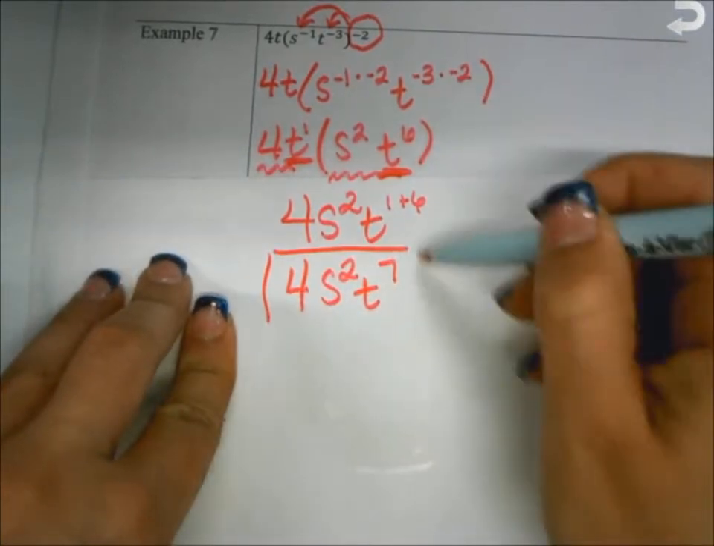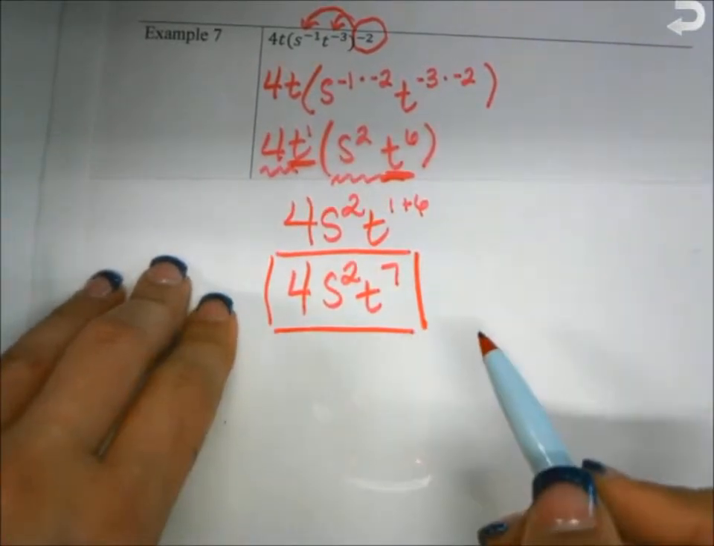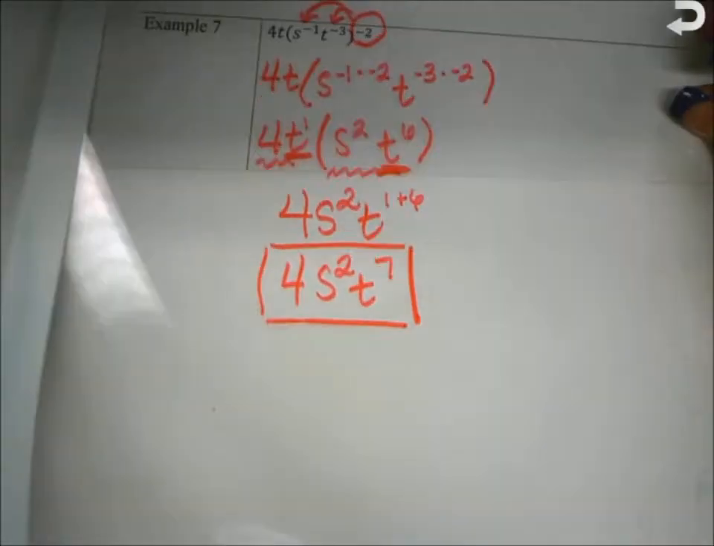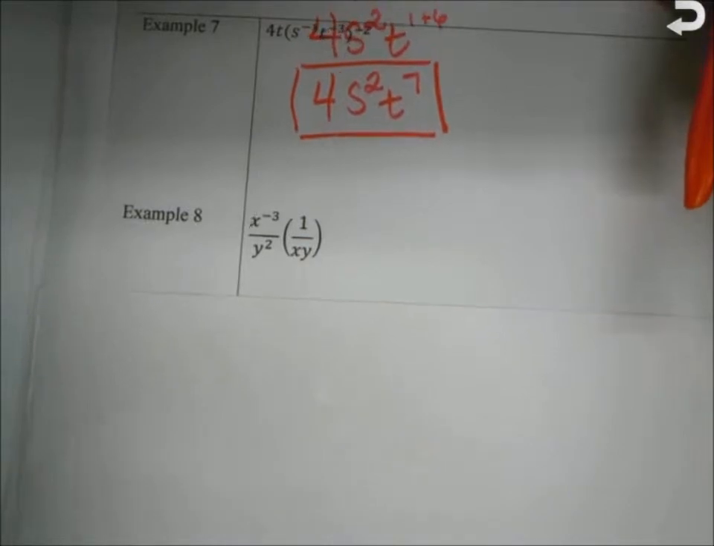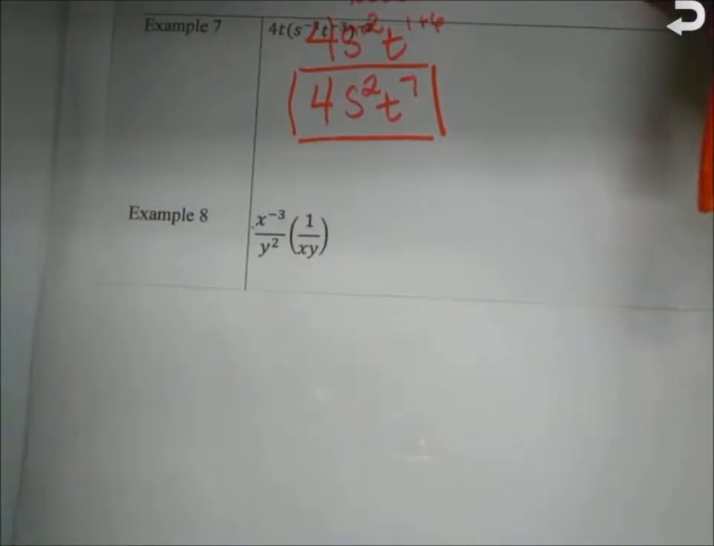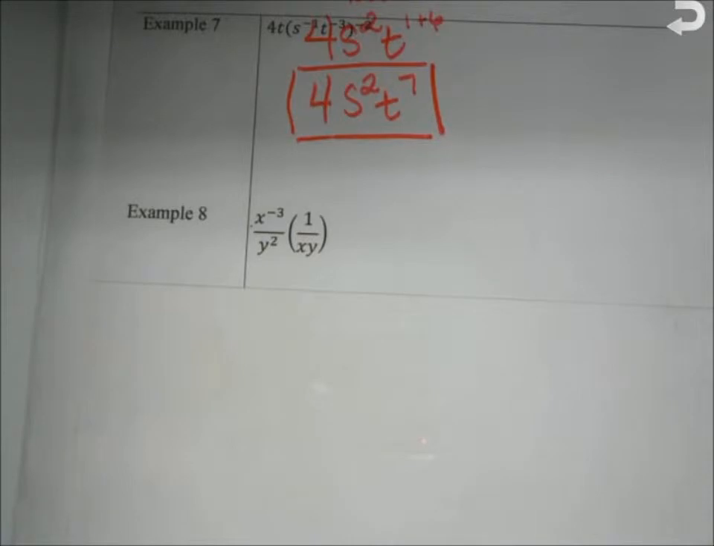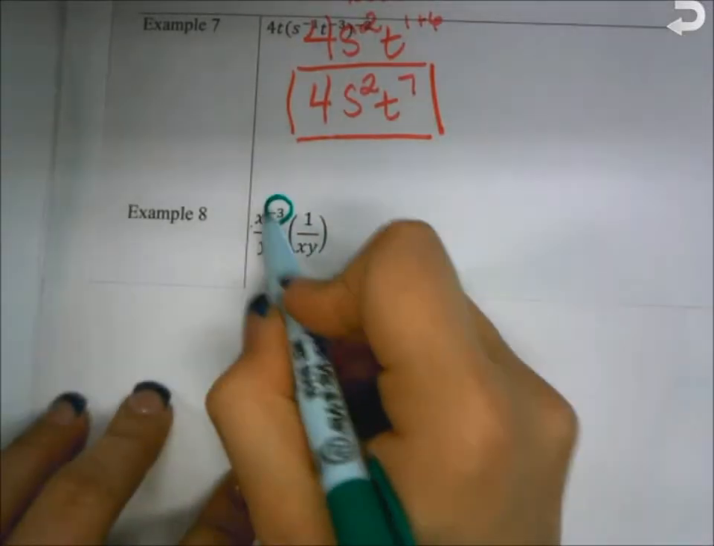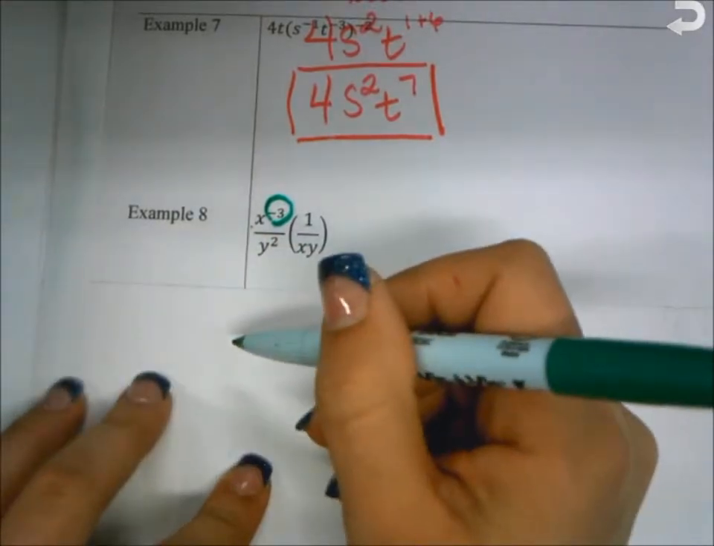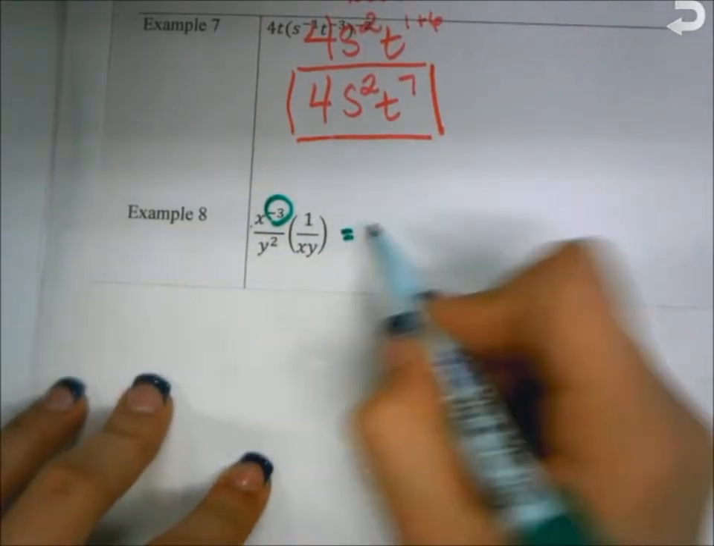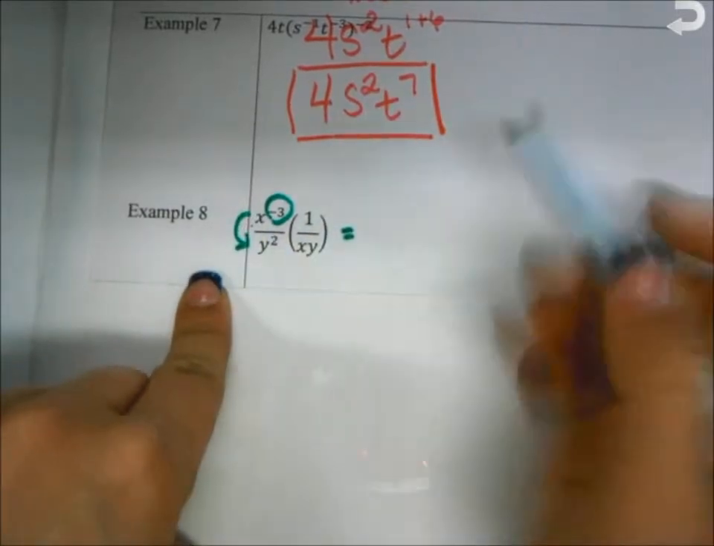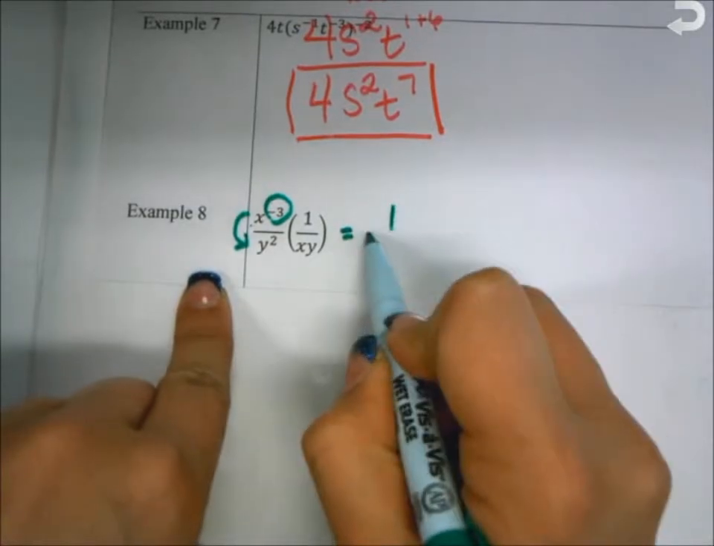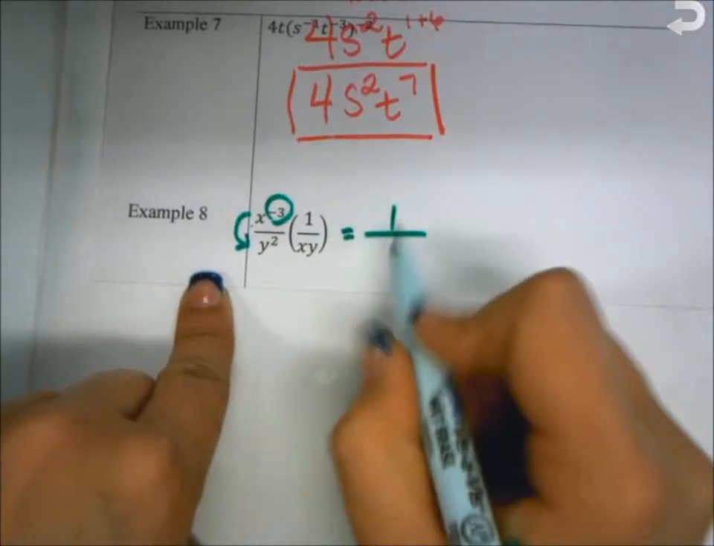In example number 8, we are first in this case going to evaluate this negative exponent, because that's going to make everything a lot easier when we start multiplying. So what I have, because x is raised to the negative 3rd, I have to move it down to make it positive. So on the numerator is just going to be a 1, and then we will have x to the 3rd y squared times 1 over xy.